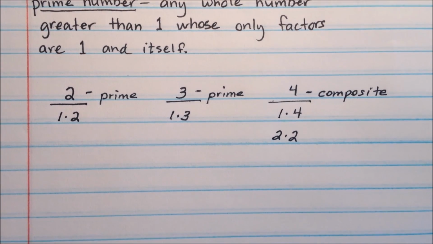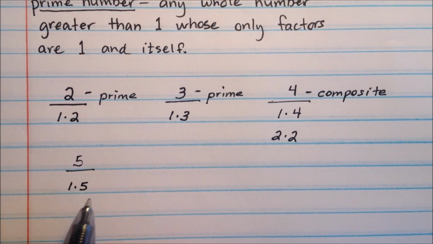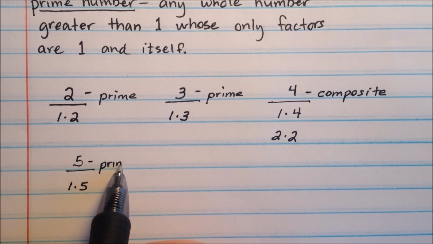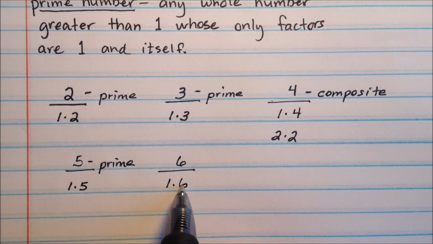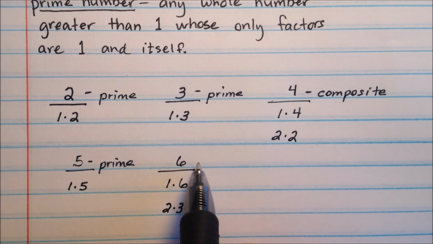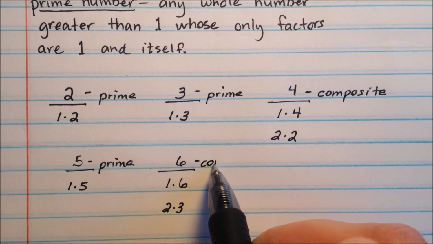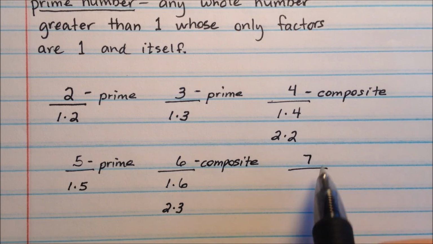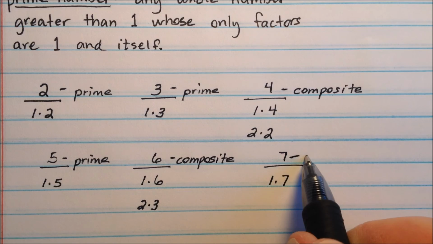Okay, let's look at a couple more. Let's look at 5. So 5 is 1 times 5. And are there any other factors? No, there are not. So we're going to say 5 is prime. 6 is the next one. We have 1 times 6, and we also have 2 times 3 makes 6. So since we have multiple factors, not just 1 and itself, we're going to say that 6 is composite. Okay, 7 is 1 times 7, and there are no other factors, so we're going to say that 7 is prime.